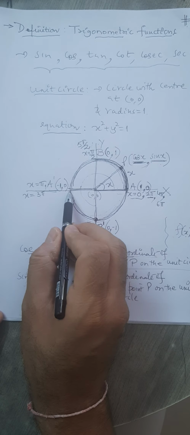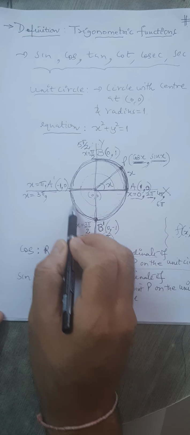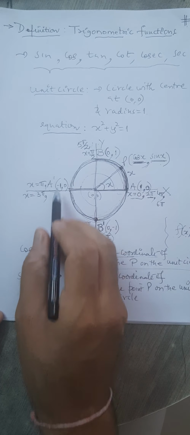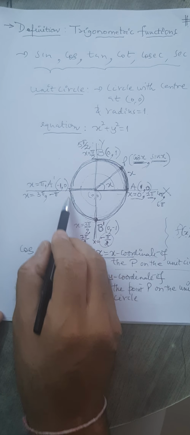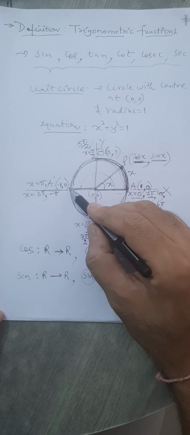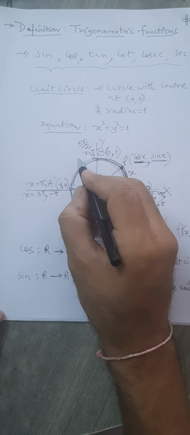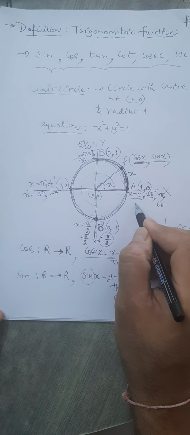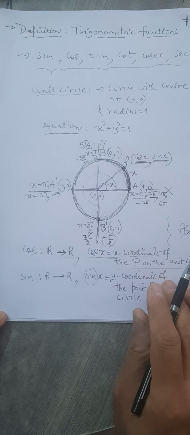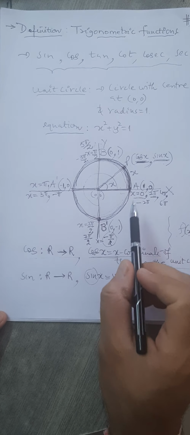Same way if I continue here, this arc length is pi, but if I am moving in clockwise direction, this becomes minus pi. The minus sign indicates that you are moving clockwise. If I continue in this direction, this becomes minus 3 pi by 2. If I complete one rotation, this becomes minus 2 pi. So all these are points on the unit circle.